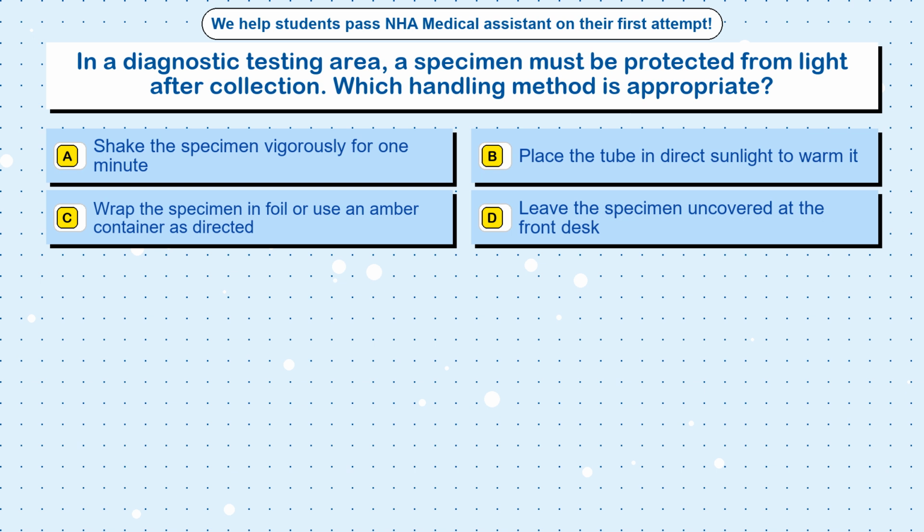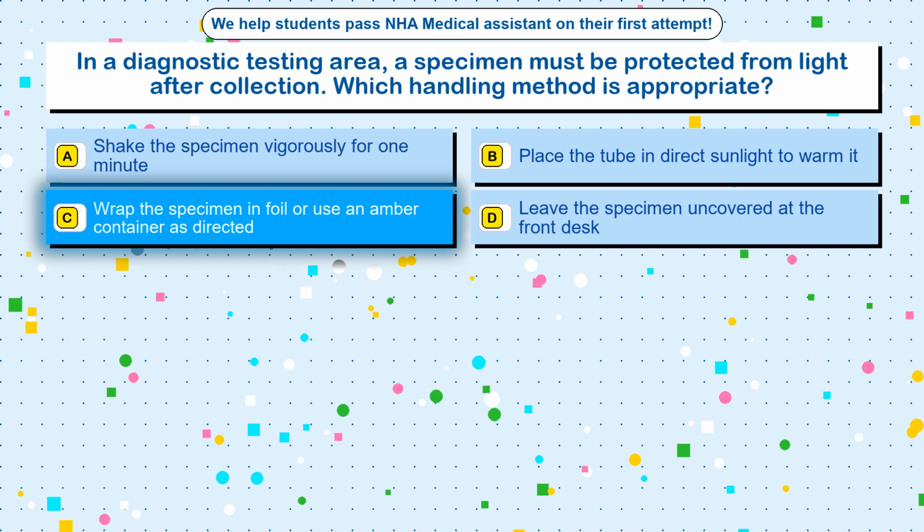Option B, place the tube in direct sunlight to warm it. Option C, wrap the specimen in foil or use an amber container as directed. Option D, leave the specimen uncovered at the front desk. The correct answer is option C, wrap the specimen in foil or use an amber container as directed.